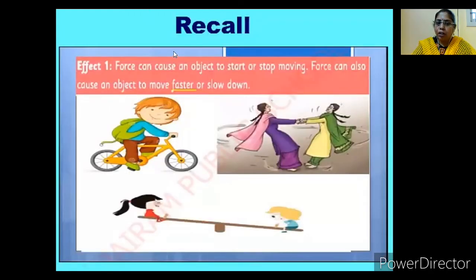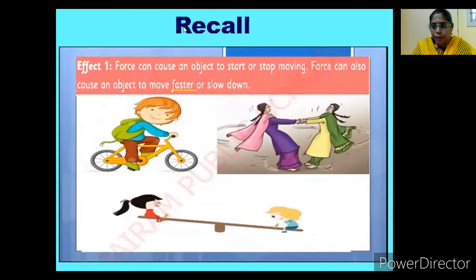Let us recall what we have learned in the last session. Effect 1. Force can cause an object to start or stop moving. Force can also cause an object to move faster or slow down. So, if a force is applied on a stationary object, it can cause it to move fast or slow.